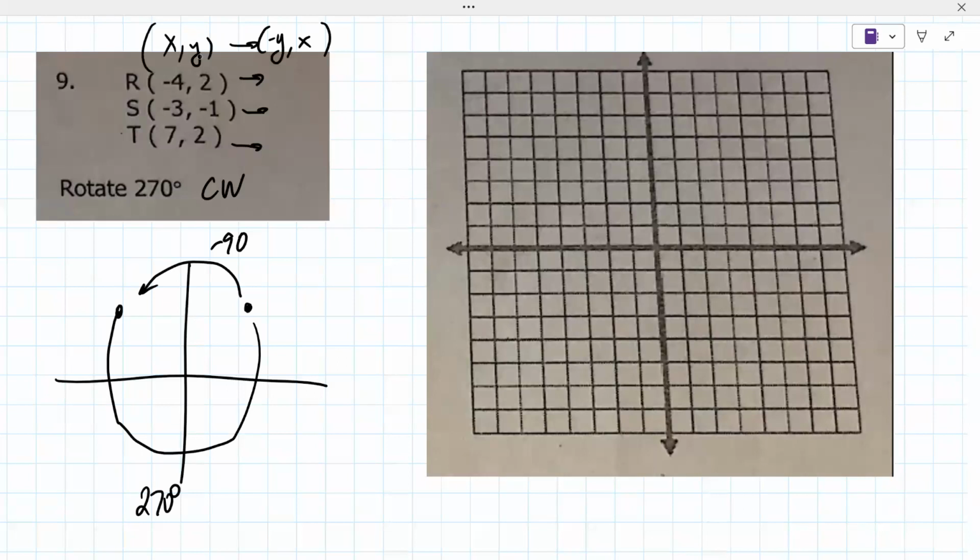Okay, I have negative 2, 4. No, your x value stays the same. Negative 2 and negative 4. Good. 1 and negative 3. Good. Negative 2 and 7. Very good. Okay, go ahead and graph those and we'll take a look at the result.